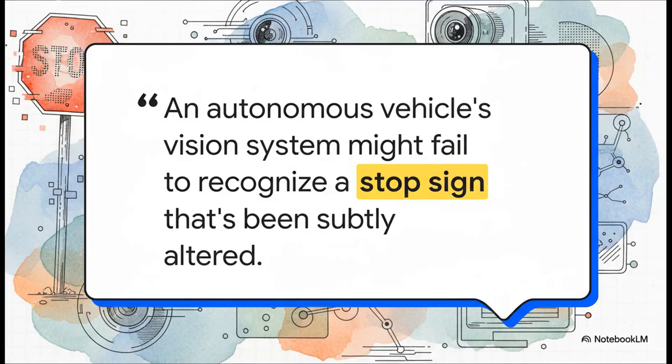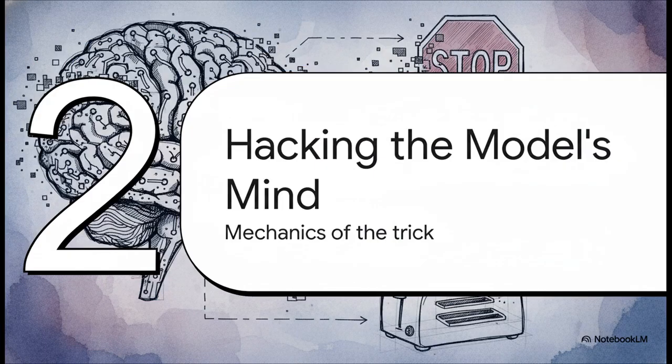And this isn't just some weird party trick. Think about the stakes in the real world. The source material brings up a chilling example. A self-driving car could look at a stop sign that just has a few tiny, strategically placed stickers on it and just not see it as a stop sign at all. The consequences there? Well, they could be devastating. So how on earth is this digital magic trick even possible?